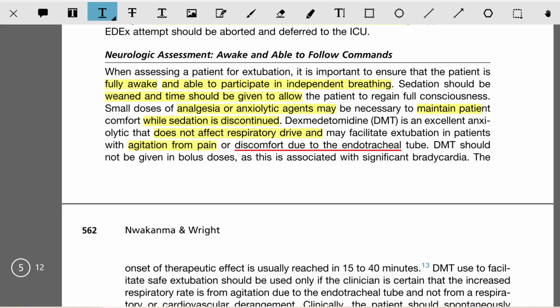Sedation should be weaned, and time should be given to allow the patient to regain full consciousness. Small doses of analgesia or anxiolytic agents may be necessary to maintain patient comfort while sedation is discontinued. Dexmedetomidine is an excellent anxiolytic that does not affect the respiratory drive and may facilitate extubation in patients with agitation from pain or discomfort due to endotracheal intubation.